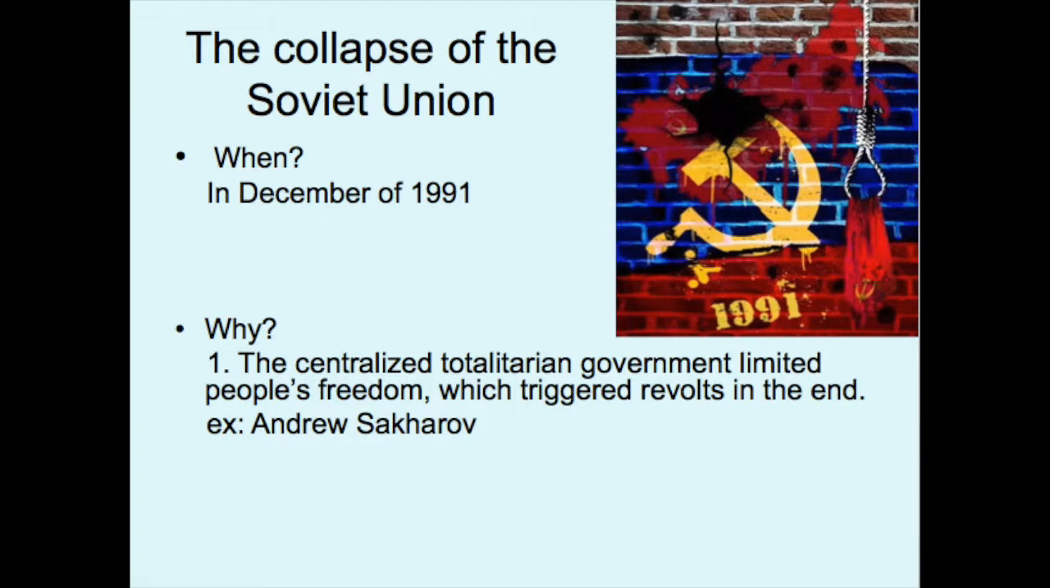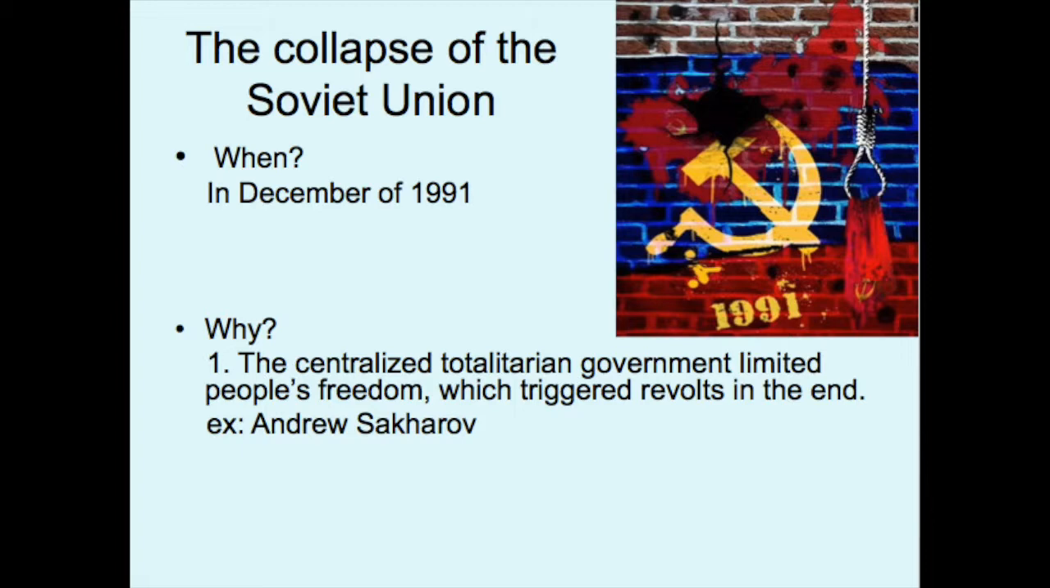The Soviet Union collapsed for several reasons. First, the government limited people's freedom, which triggered revolts in the end. The Soviet Union was created intending to overcome the differences between nations, instead of creating a monolithic state based on a centralized economic and political system. Well, the state eventually transformed into a totalitarian state in which the communist leadership had completely controlled everything.